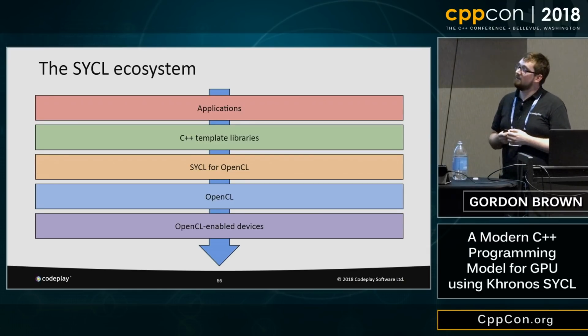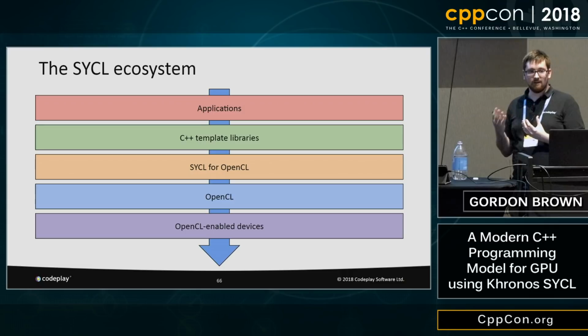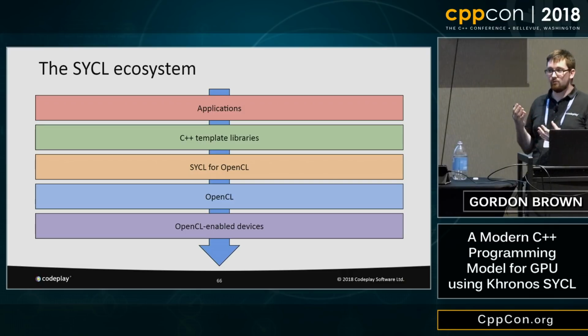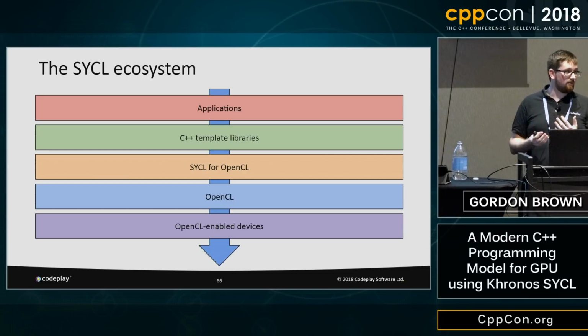So this is what the SYCL ecosystem looks like. The way this generally works is you'd have an application, maybe some algorithm that you want to write on a GPU, and that would generally be in some template header. In that algorithm, you would write some code using the SYCL for OpenCL API, and then when that compiles in, that runs on top of OpenCL, and then targets a number of different OpenCL-enabled devices, including a GPU.